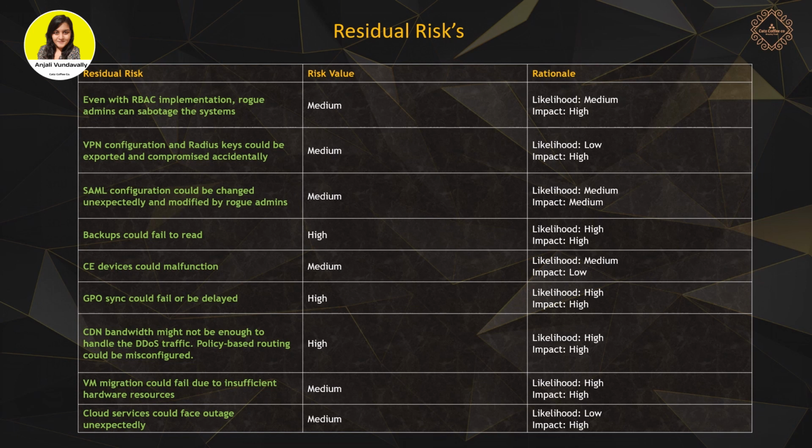You can also see the risk is low for the following residual risks. The likelihood is medium, whereas the impact is low. In case of GPO security policies, the GPO sync could fail or be delayed. For CDN control, the bandwidth sometimes might not be enough to handle the DDoS traffic, whereas policy-based routing could also be misconfigured. Even with high availability configuration, the VM migration could fail due to insufficient hardware resources.